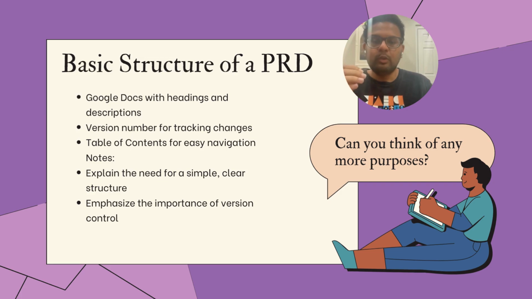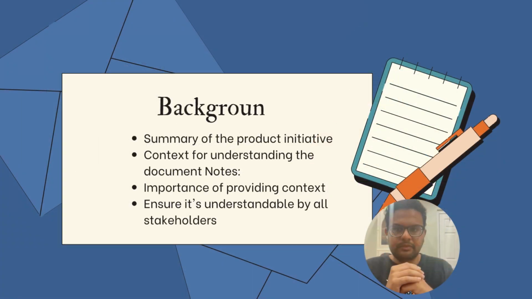Now I will go through each section one by one. The first section is the background section. The background section should give the reader a summary of the product initiative, in about one or two paragraphs. It also provides context so that the reader can understand the rest of the document.